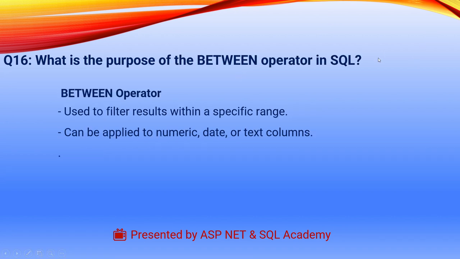The BETWEEN operator in SQL is used to filter results within a specific range. It can be applied to numeric, date, or text columns, making it useful for querying records that fall within a given range of values.